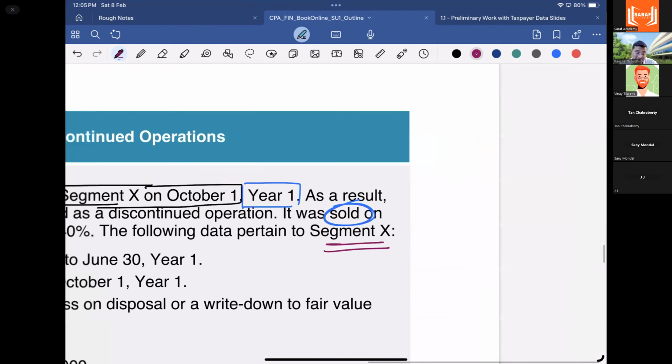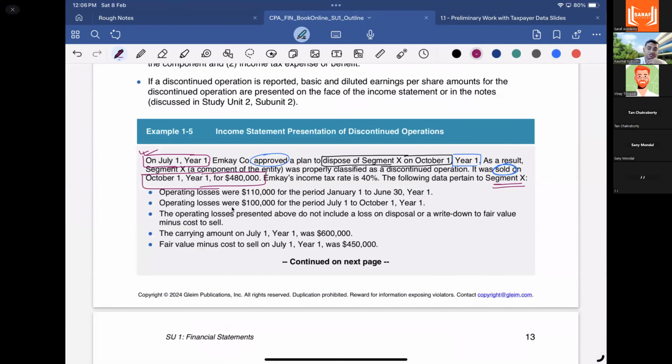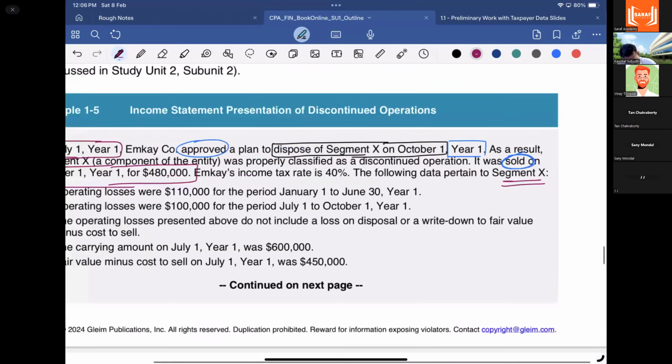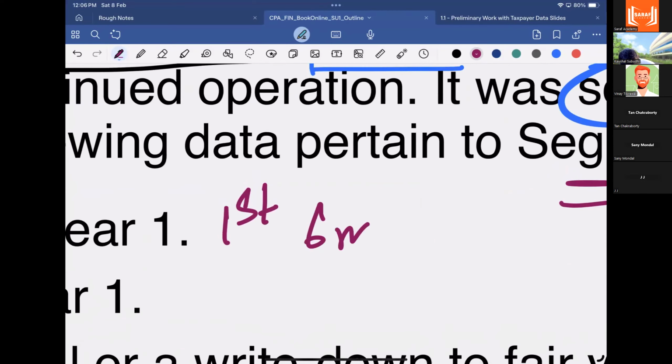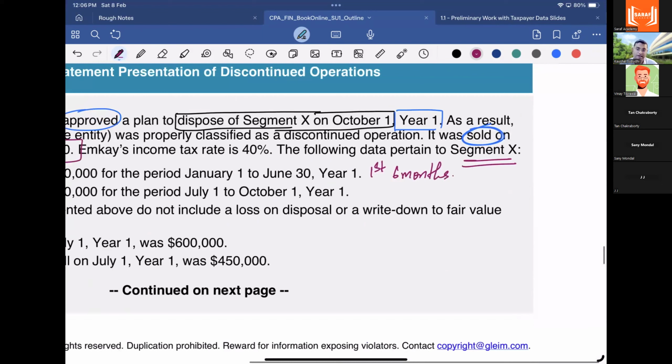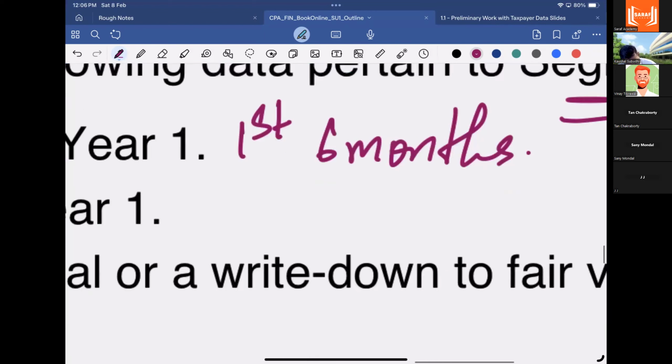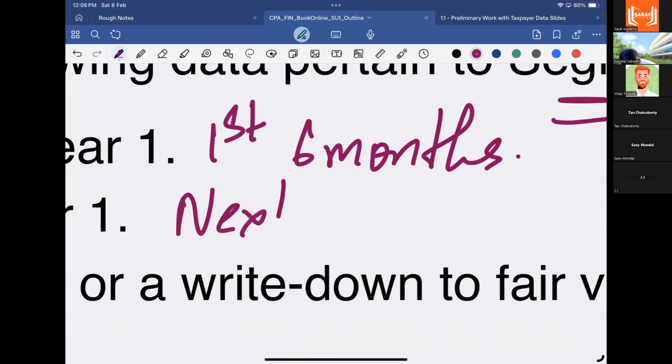The following data pertain to segment X over here. So yes, sir, segment X related जो data दिया जा रहा है. Operating losses were $110,000 for the period January 1st to June 30, year one. ठीक है. और यहाँ पे operating losses were $100,000 from July 1st to October 1st. हो गया, क्योंकि ये हो गया first 6 months. ठीक है, और उसके बाद जुलाई, अगस्त, सितंबर, अक्टूबर, and this is again next 4 months.